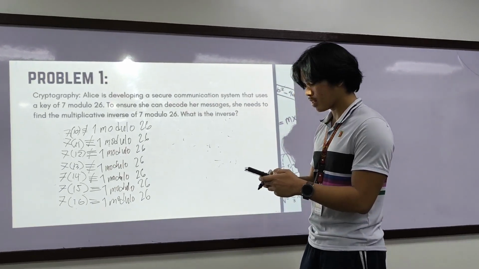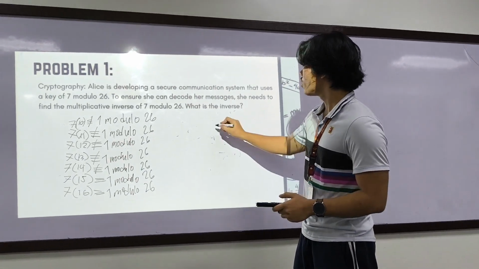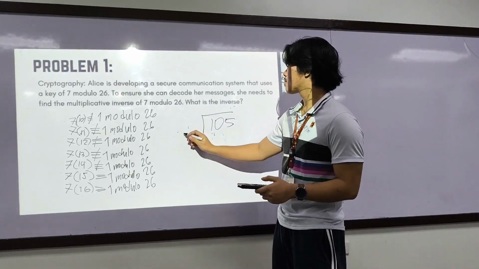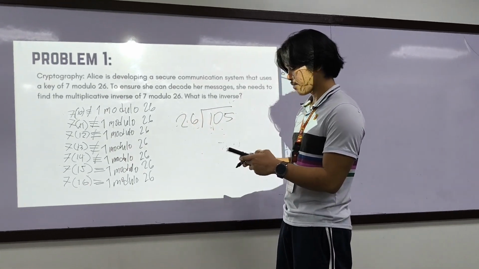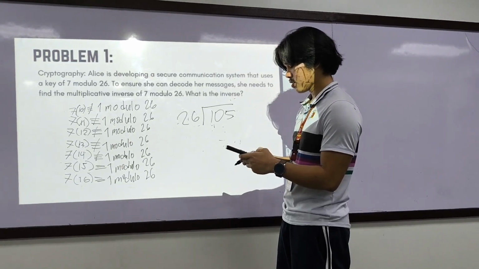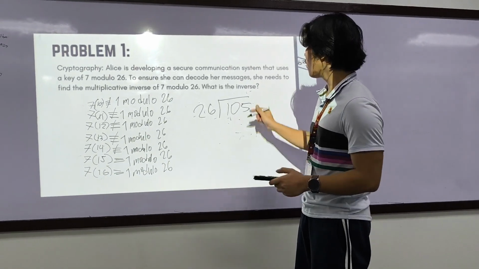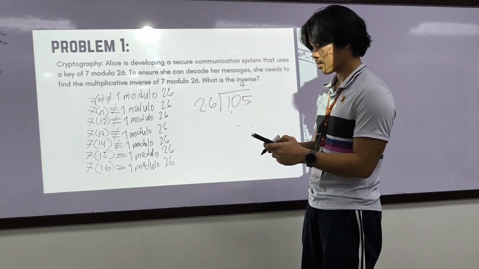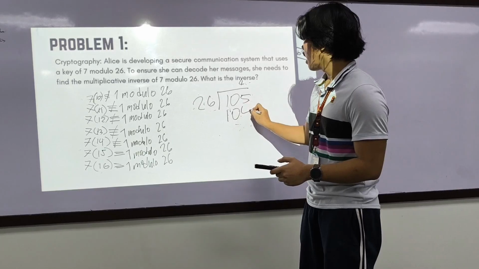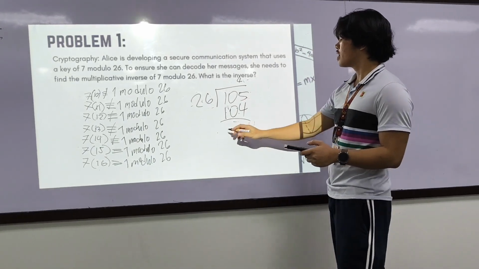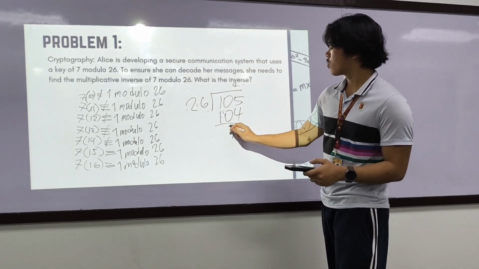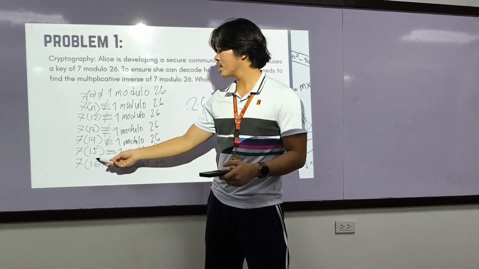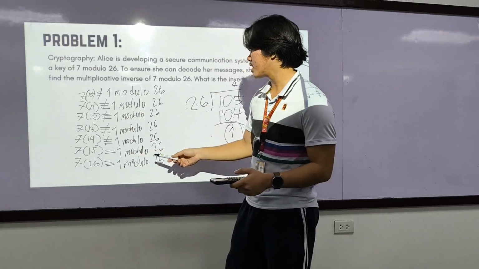So still, we have here the number 15. 7 times 15 is equal to 105. And 105 divided by 26, we have 4. And 4 times 26 is 104. When we subtract 104 from 105, we get the remainder 1. So now we can conclude that 7 times 15 is congruent to 1 modulo 26.